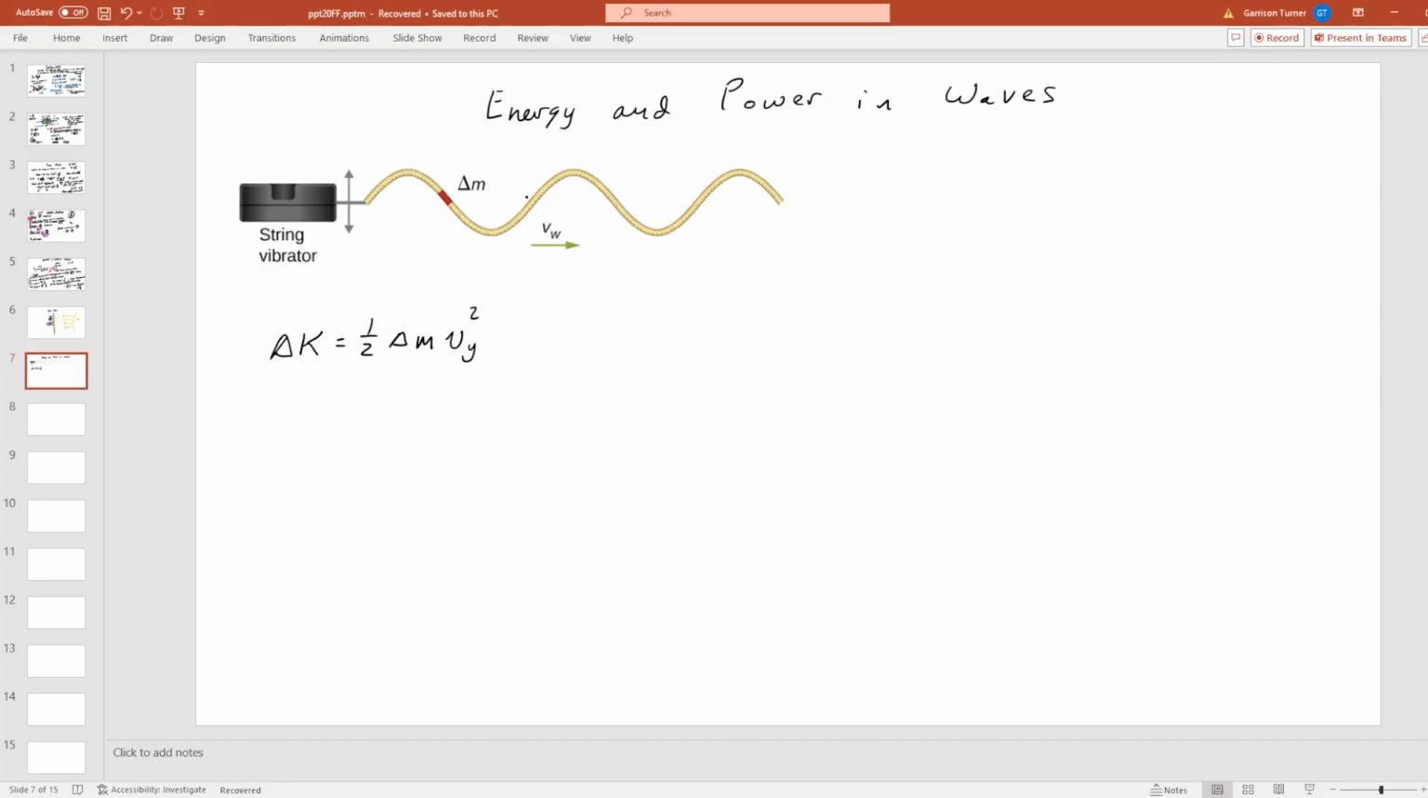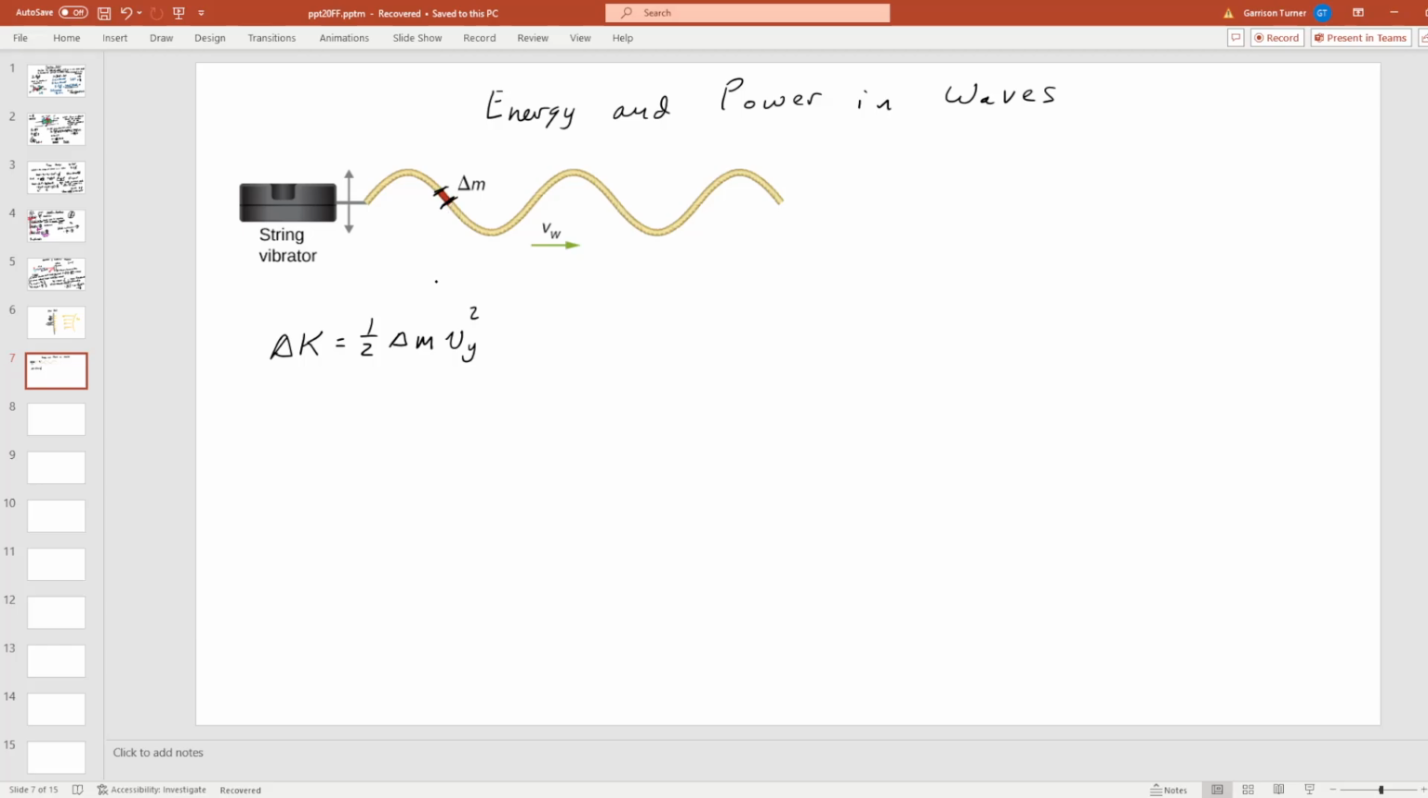Now it's time to start discussing the issue of energy and power in a transverse wave. And this holds true for longitudinal waves as well, but the simplest case is a simple sinusoidal transverse wave. So if we have a wave traveling to the right, consider a small mass element delta m.